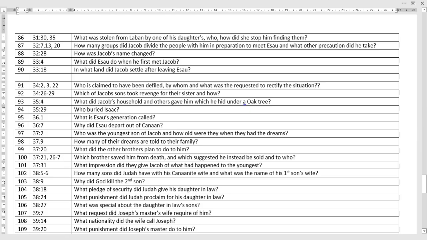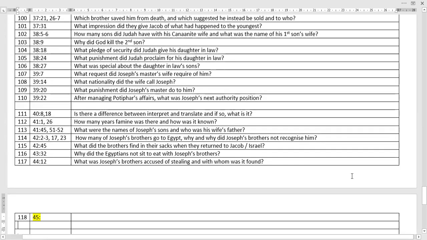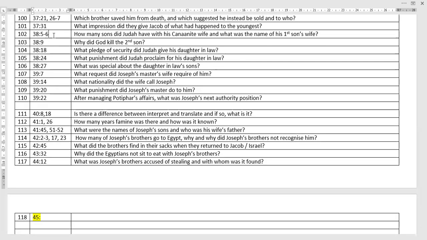Question 102. How many sons did Judah have with his Canaanite wife? And what was the name of his first wife? That is question 102. You see the answer in chapter 38, verses 5 and 6. I'll read it out to you. And Judah took a wife for his firstborn, whose name was Tamar. Is there another part of the question? All right, another part: how many sons? Anyway, he had 3 sons. Read the story. He had 3 sons, and the wife was called Tamar.